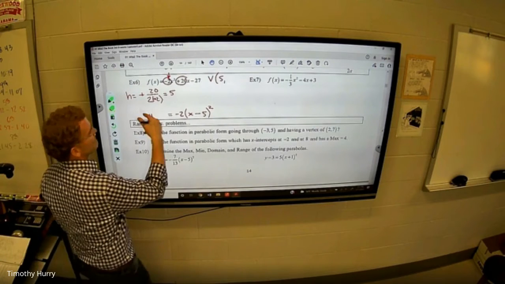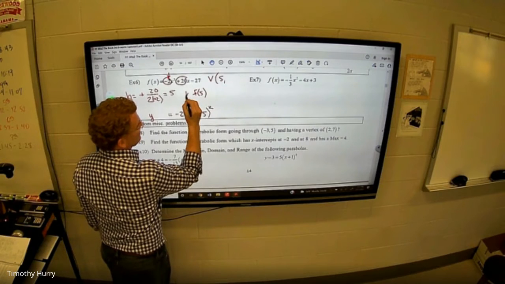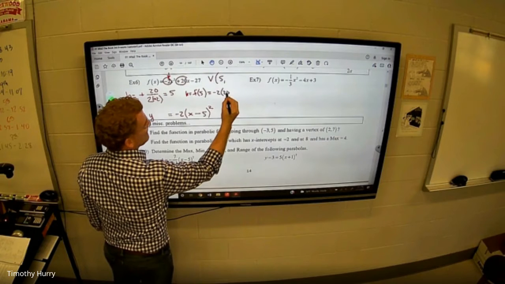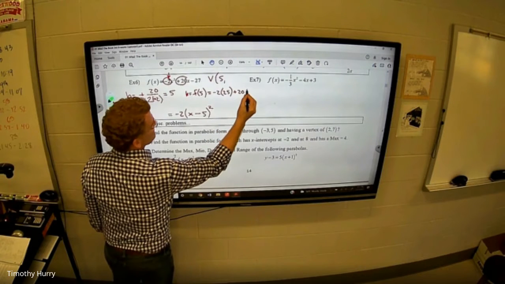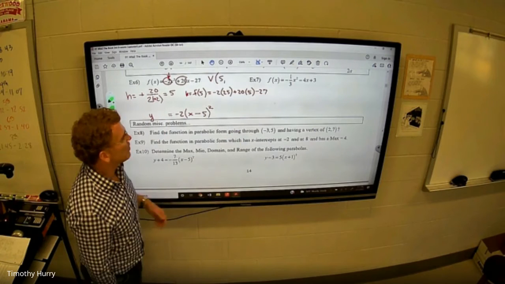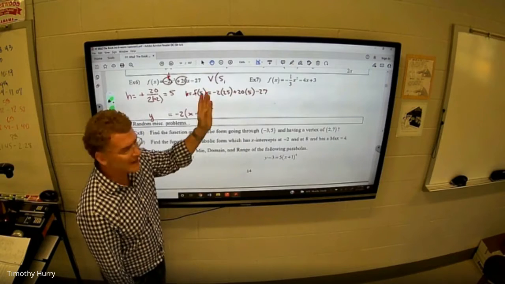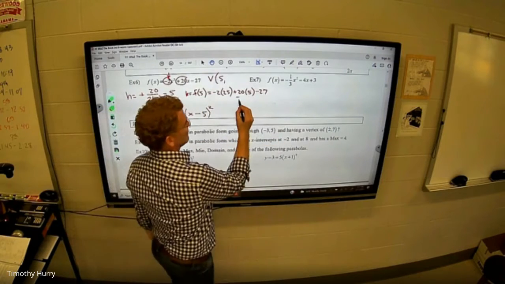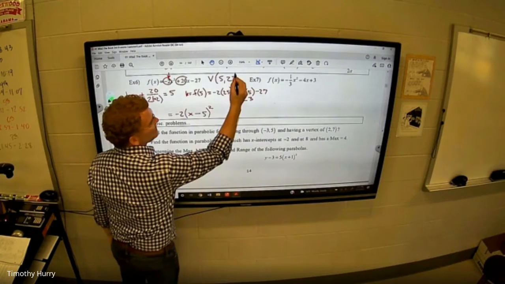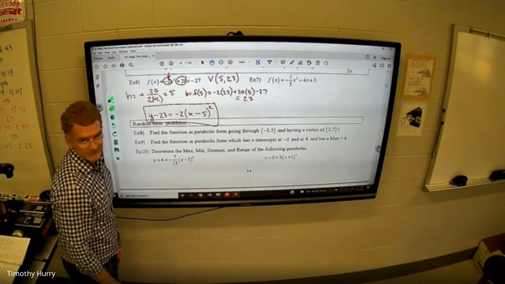Plug the 5 back in. So f of 5, this is going to give me my k value, is -2 times what? 25 plus 20 times 5 minus 27. So what is -50 plus 100? 50 minus 27, 23. So my y coordinate is 23. So y minus 23, and I am done.